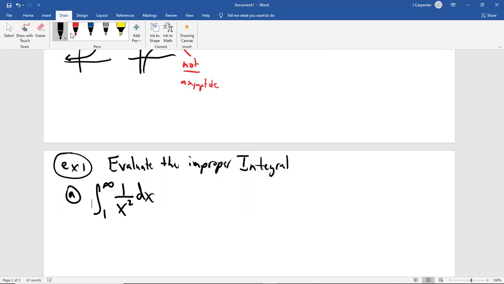Okay. So because of the infinity, we have to change this up. We have to say equals the limit. And what letter you write here does not matter. You can do B, you can do A, just don't do X, you can do Z. So the limit as B goes to infinity. So we want to think about this number B getting really, really big. And we're going from 1 to B of 1 over x squared dx.